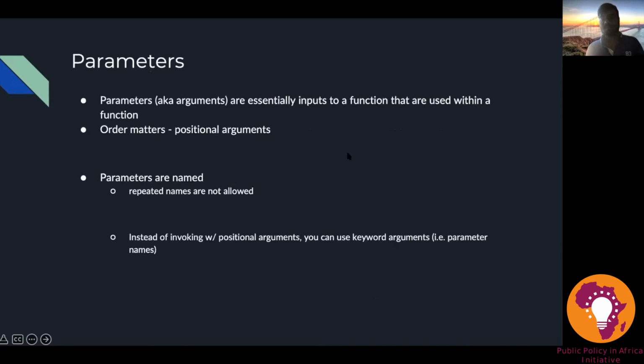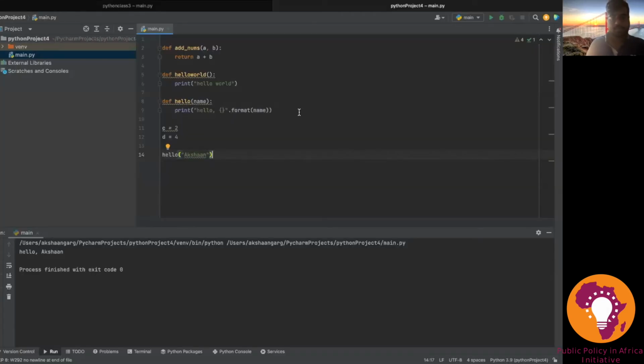Parameters are essentially inputs to a function that are used within the function. The order in which you write the parameters matters. I can show you a quick example of this. Let's do a new share. All right, so if we have, for example, a division function, we give it a and b.